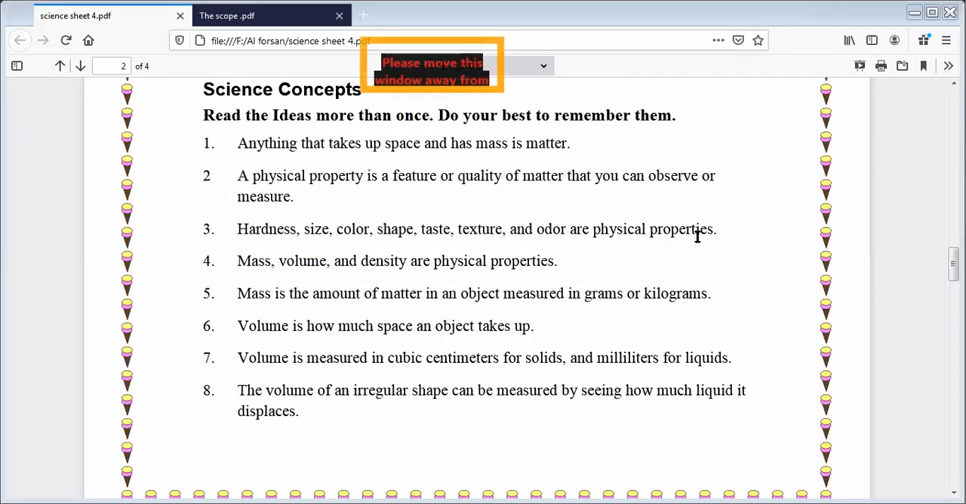Okay, Ahmed, if you remember, we said an example with Mu'taz. Mu'taz said, I have a red apple. Do you like mangoes? What is the color of mango? Maybe orange, maybe green, maybe yellow, red. So the color is one of the physical properties of matter.